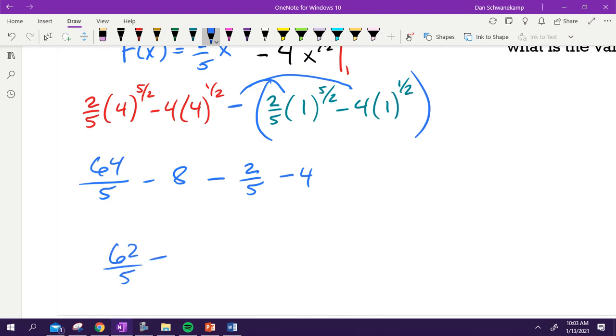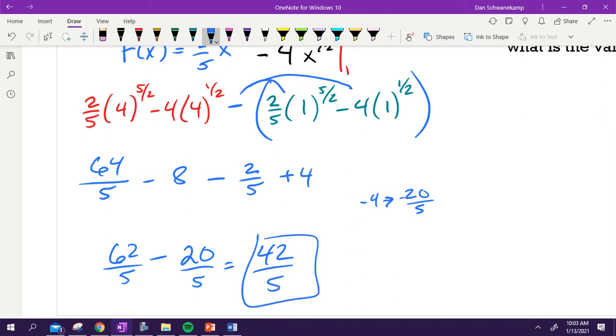And I'm sorry, this should be plus 4 because it's minus a negative. Negative 8 plus 4 would be negative 4. And if I have negative 4, I'm going to get common denominators and say it's negative 20 over 5. So I get 42/5, or like 8.4. But if this were multiple choice, which it probably would be, it'd be 42/5.